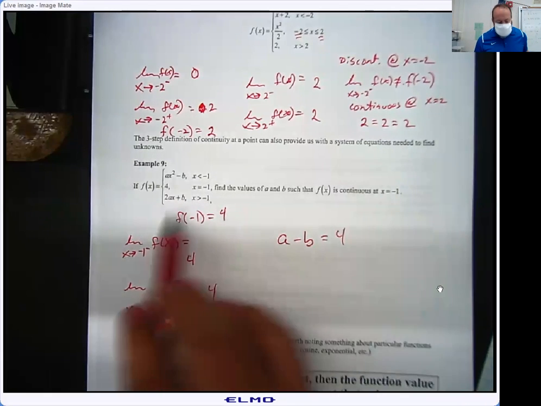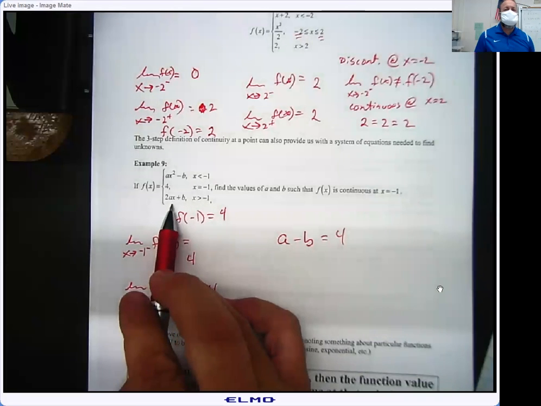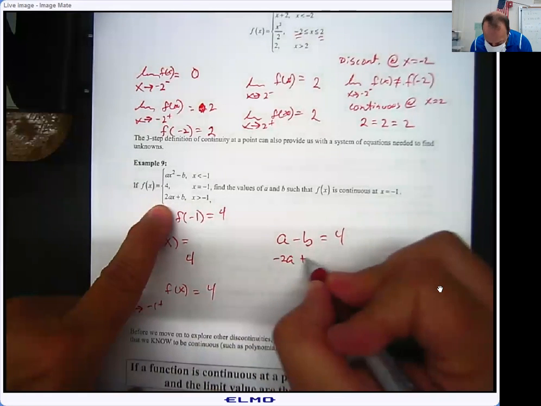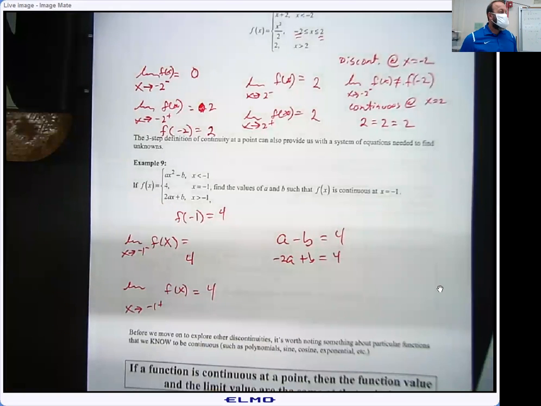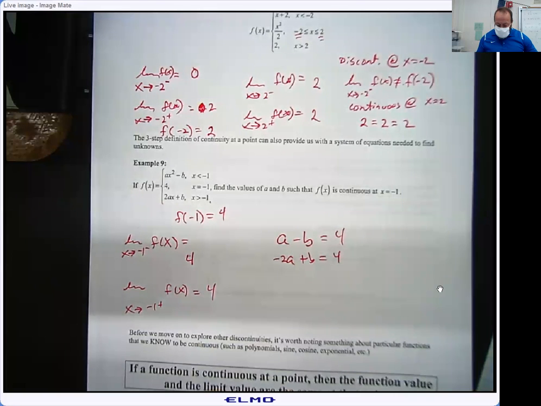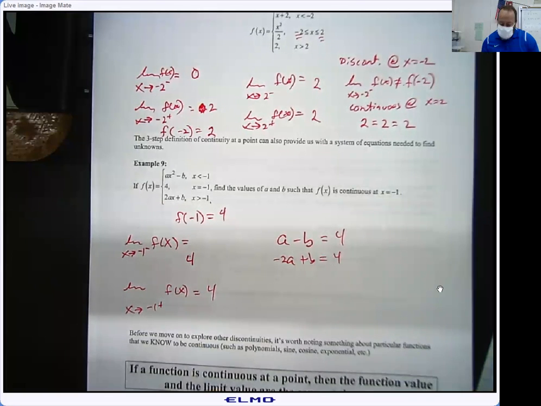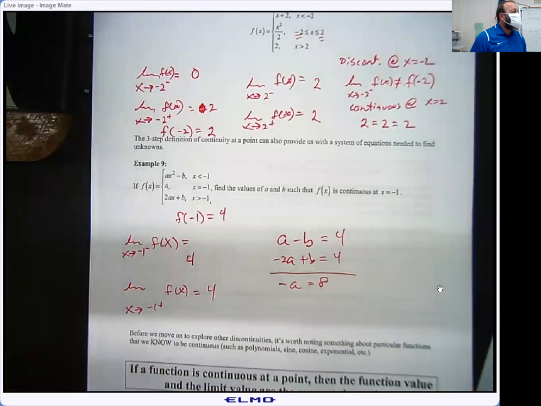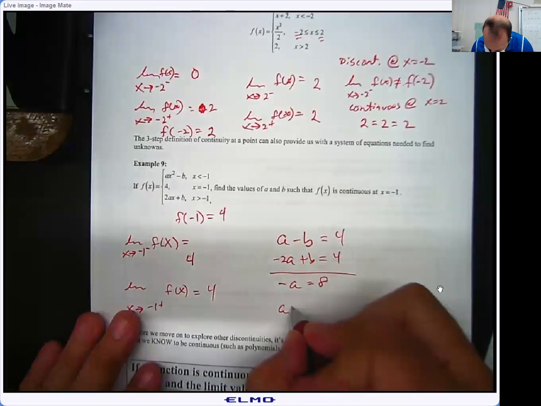But what happens if I get really super close to -1 on this one? What should that be? I'm getting really close to -1 right here. That would be -2a plus b, and that should also be 4, shouldn't it? Set them equal to each other. Oh! Since they're both equal to 4, we could either set them equal to each other or we could just add down. What does a have to be? -8. If a is in fact -8, that would satisfy the equation.